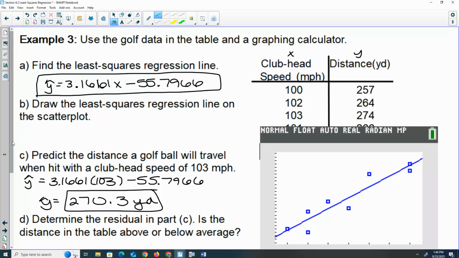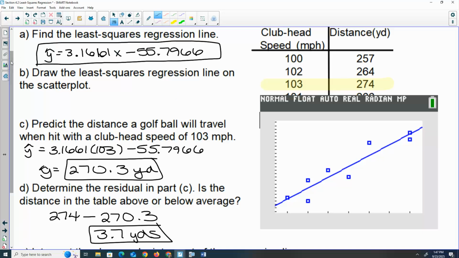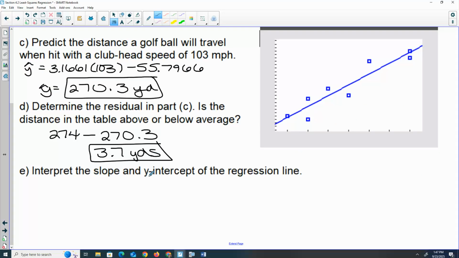Okay, determine the residual. You're looking at your formula sheet. Residual is observed minus predicted. Did we actually have a value when the x was 103? What was our observed y? 274. Minus predicted is what our equation gave us. So if I subtract those, we get 3.7 yards. So that's the difference in what actually happened versus what our equation would have predicted.